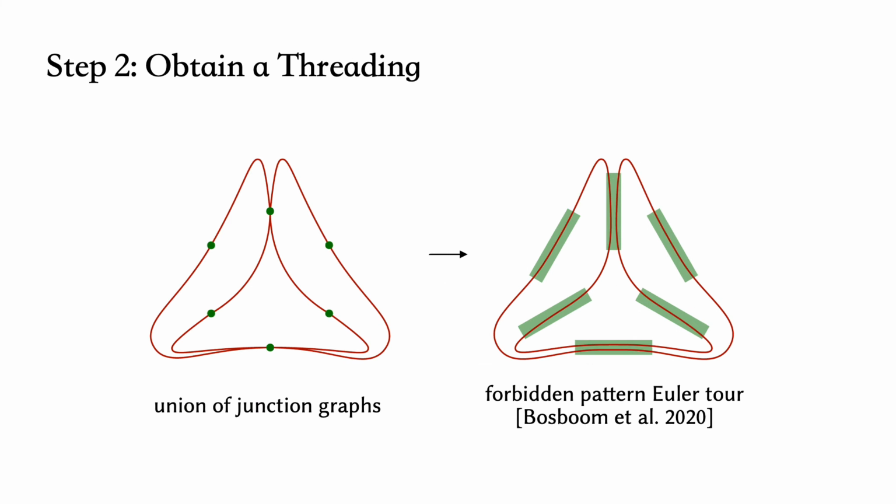First, we take the union of all the junction graphs created. Then, in the resulting graph, we find an Euler tour, a closed walk that visits each edge of the graph exactly once. An Euler tour is guaranteed since each vertex of the graph has even degree. To ensure that U-turns are avoided in the threading, we enforce that the Euler cycle does not consecutively traverse 2 edges of the same junction graph by reduction to forbidden pattern Euler tours. In the paper, we show that for an optimal threading, we could convert a local threading to a global threading in linear time.